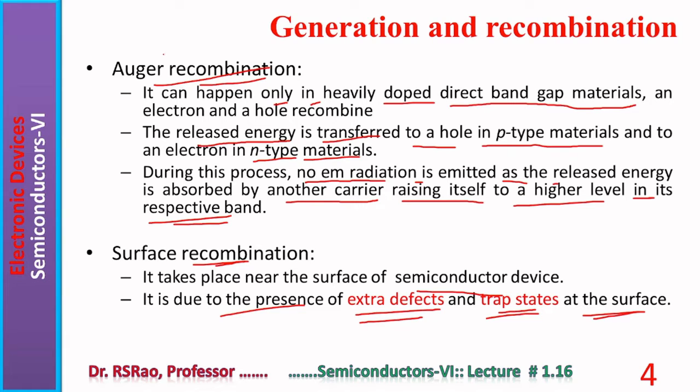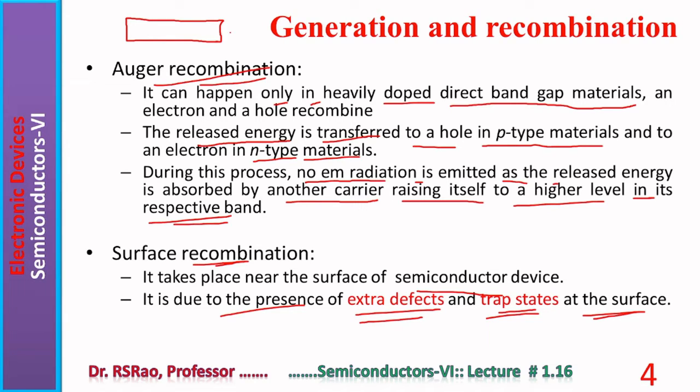Before going further, it needs to be mentioned that in a semiconductor slab, as long as it is above 0 degree Kelvin, two phenomena continue to happen without any break inside the slab. What are they? One is generation, another is recombination. During generation, an electron takes energy, comes out of the covalent bond, thereby generating an electron hole pair. So generation requires energy supply from outside.